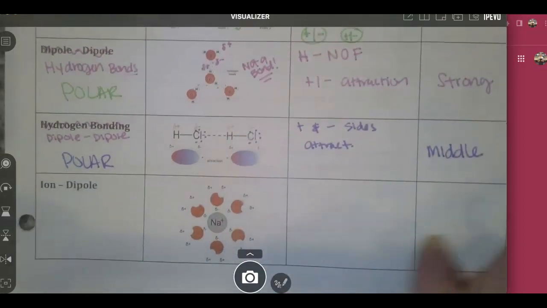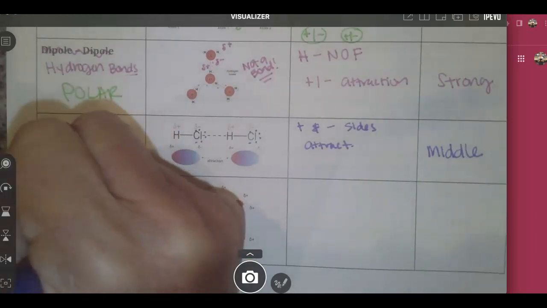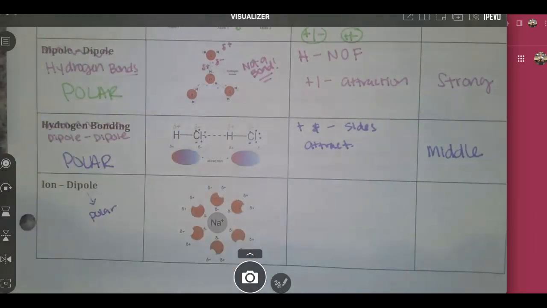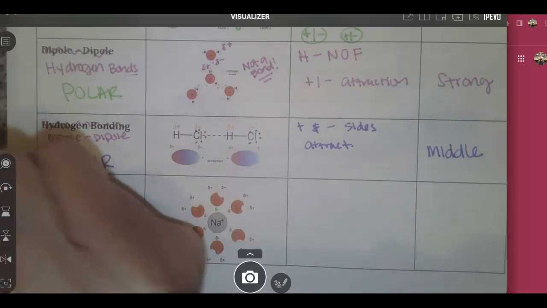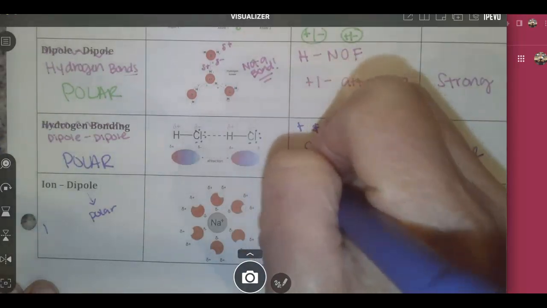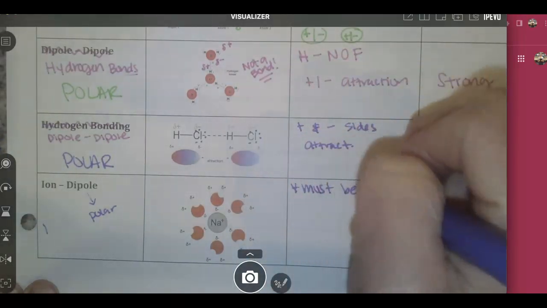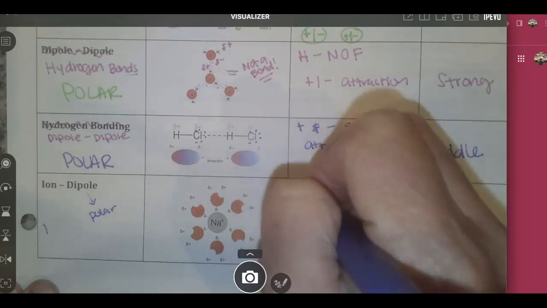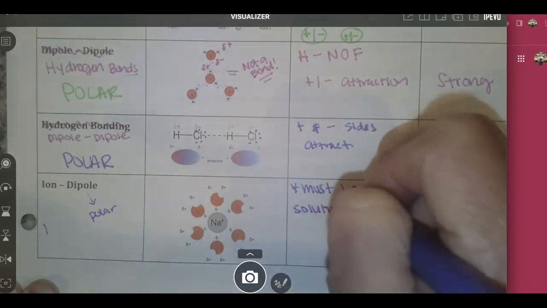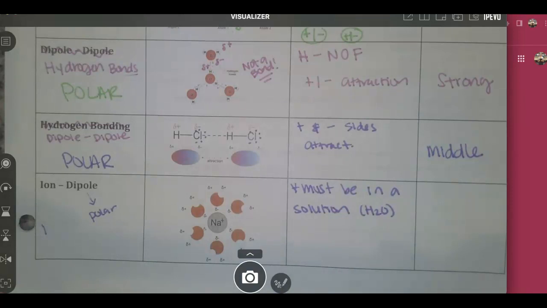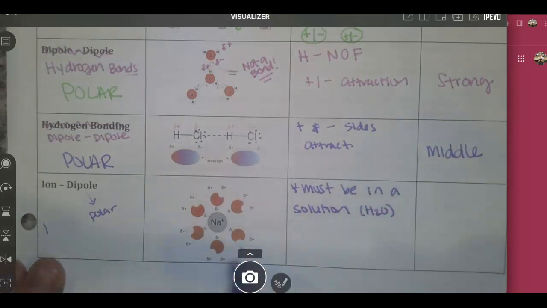Okay, the last one we have is an ion dipole. And this is where the ion comes into play, but the ion is interacting with a polar molecule. Okay, so an ion has to be interacting with a polar molecule, and this happens all the time in solutions. So this must be in solution. And solutions are generally made with water. So water is polar, right? Here's all my water molecules.